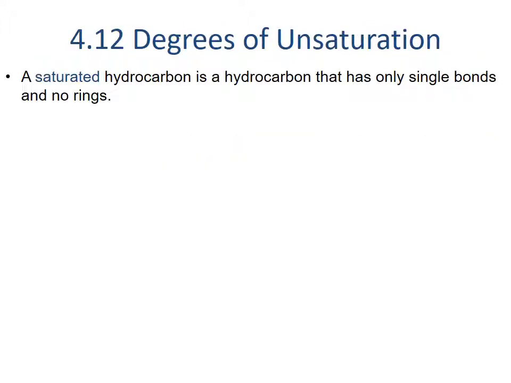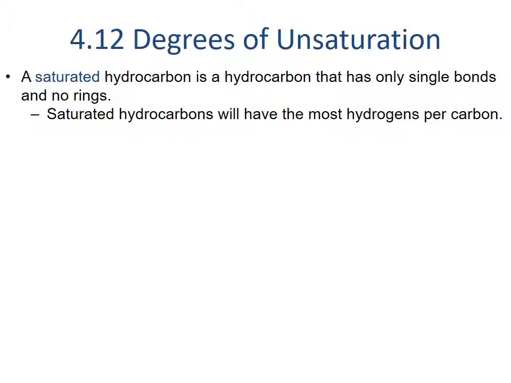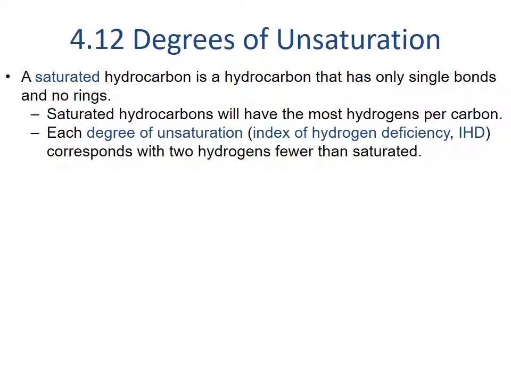Since hydrogens are rarely shown in a molecule, it is sometimes difficult to gauge whether structures have the same number of hydrogens or not, or whether they can even be isomers of each other. To talk about the number of hydrogens on an organic molecule, we talk about saturation. Saturated hydrocarbons have single bonds and no rings. We use these as a reference for all molecules with the same number of carbons, since they will be at a maximum ratio of hydrogens to carbon. Each degree of unsaturation, which also goes by the name of index of hydrogen deficiency, or IHD, corresponds to 2 hydrogens fewer than the saturated molecule of the same number of carbons.